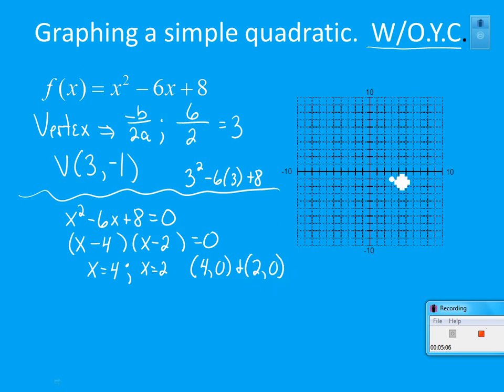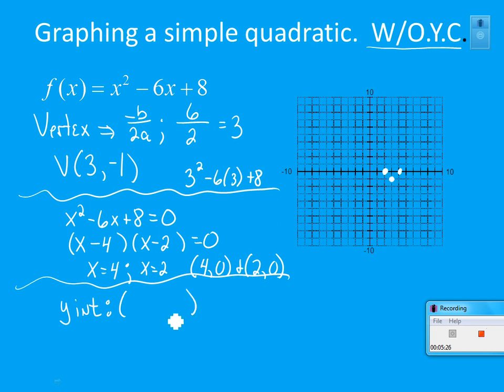So let me come over here real fast. Let me get (4, 0) right there and (2, 0) right there. That's enough to graph the parabola because I got the vertex and 2 points. I'm going to go ahead and also add in the y-intercept.